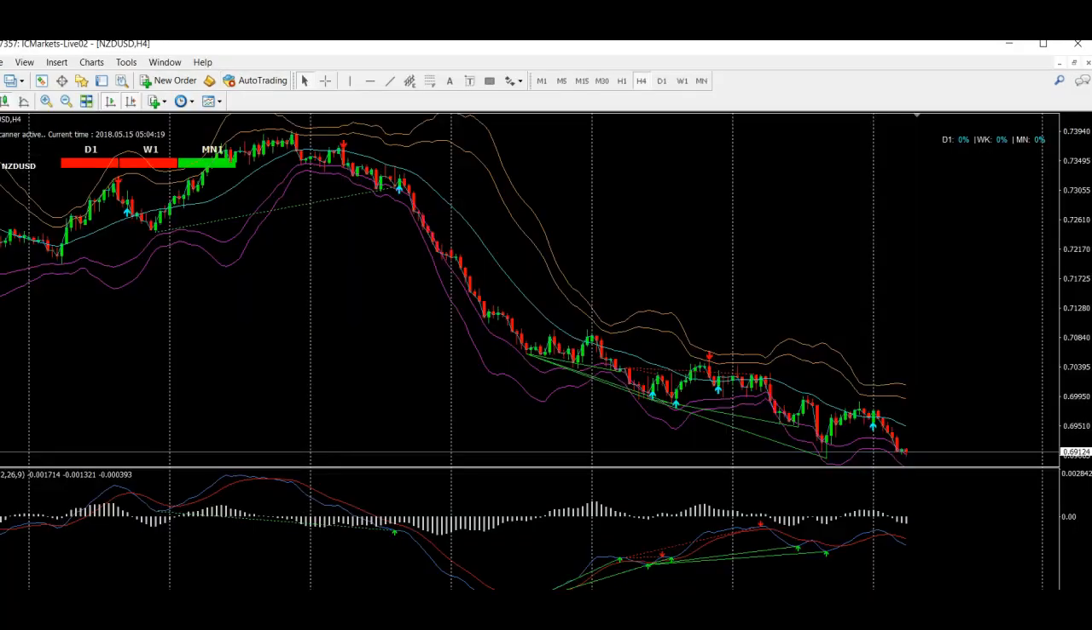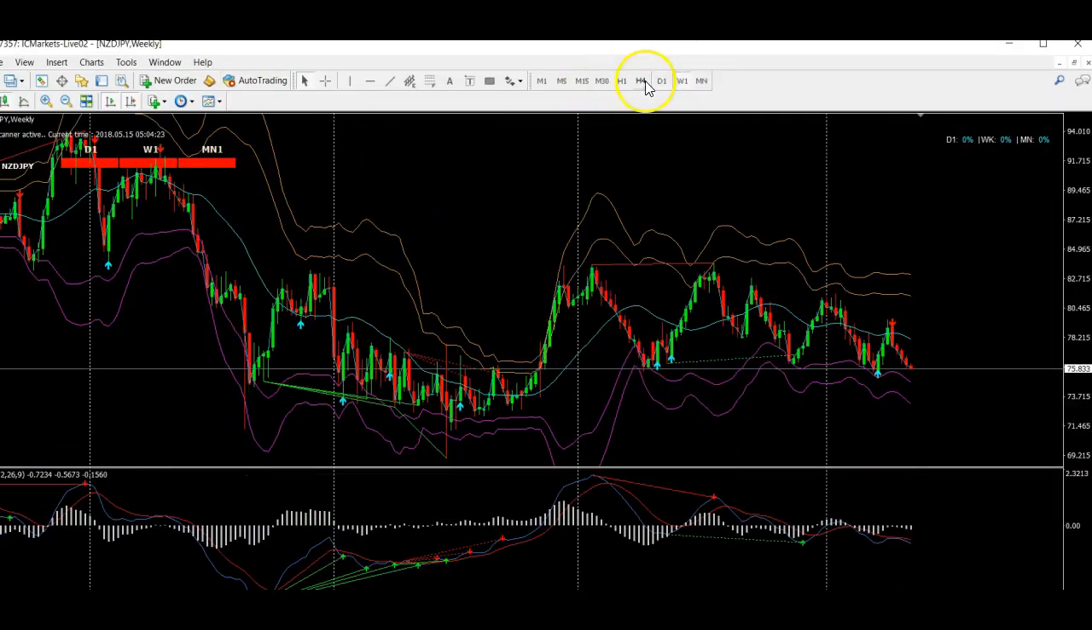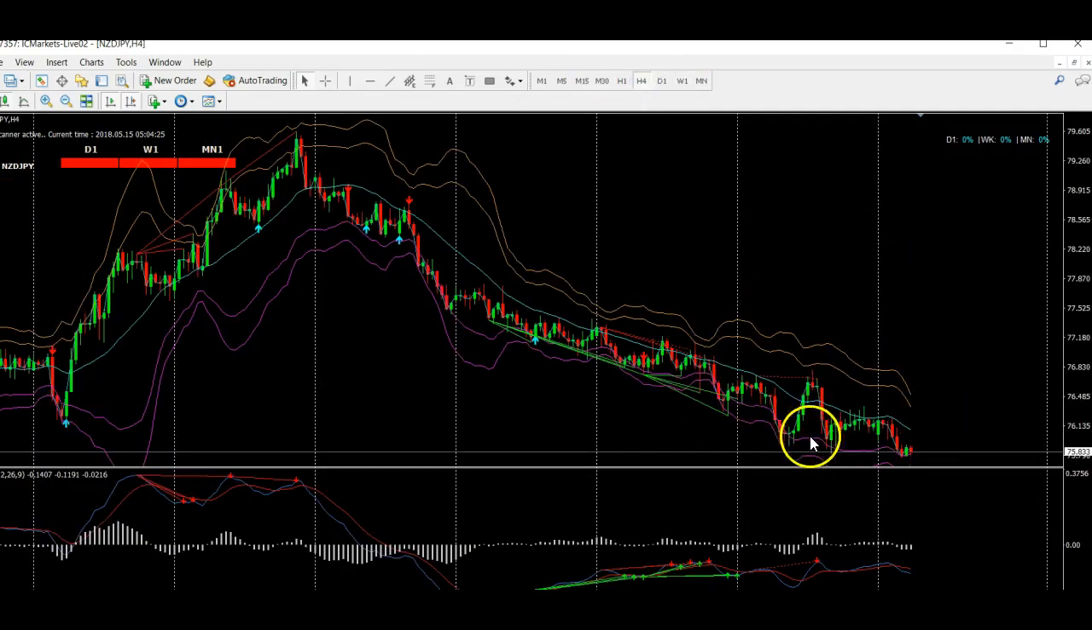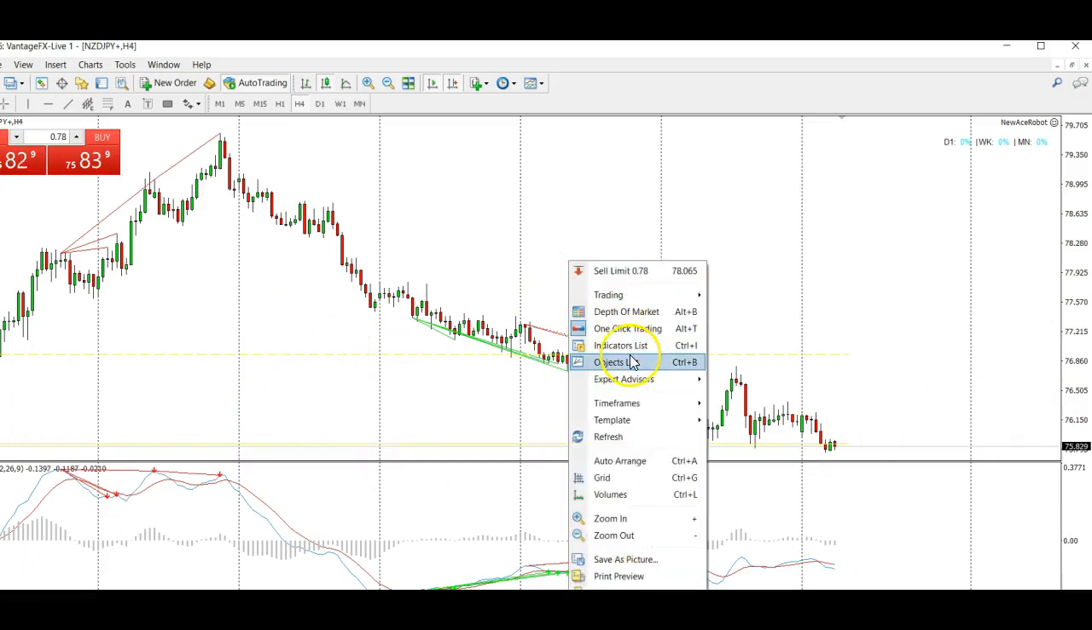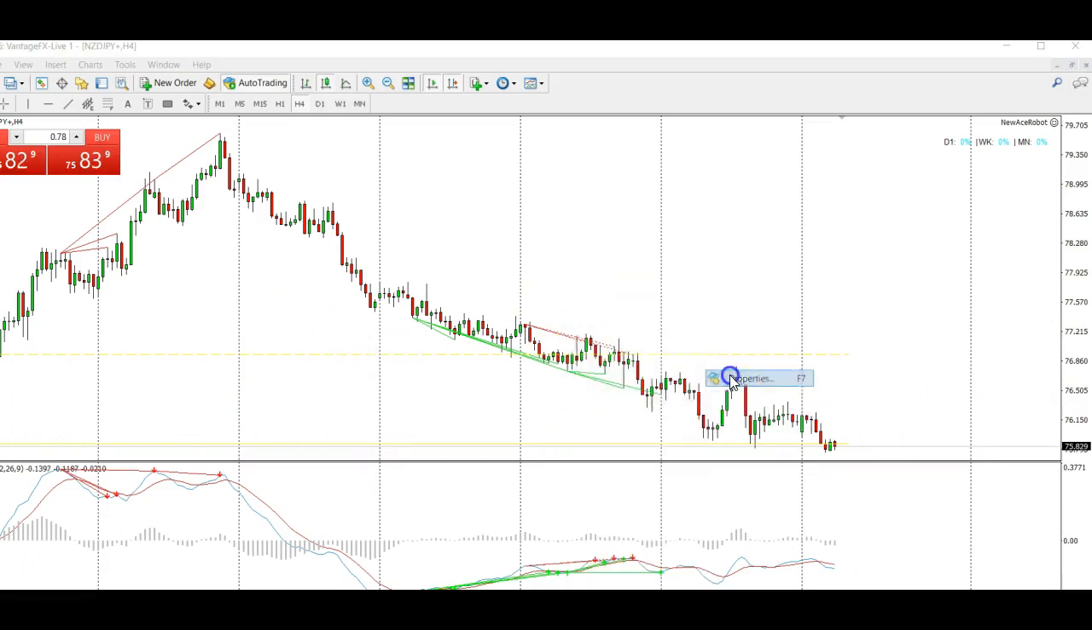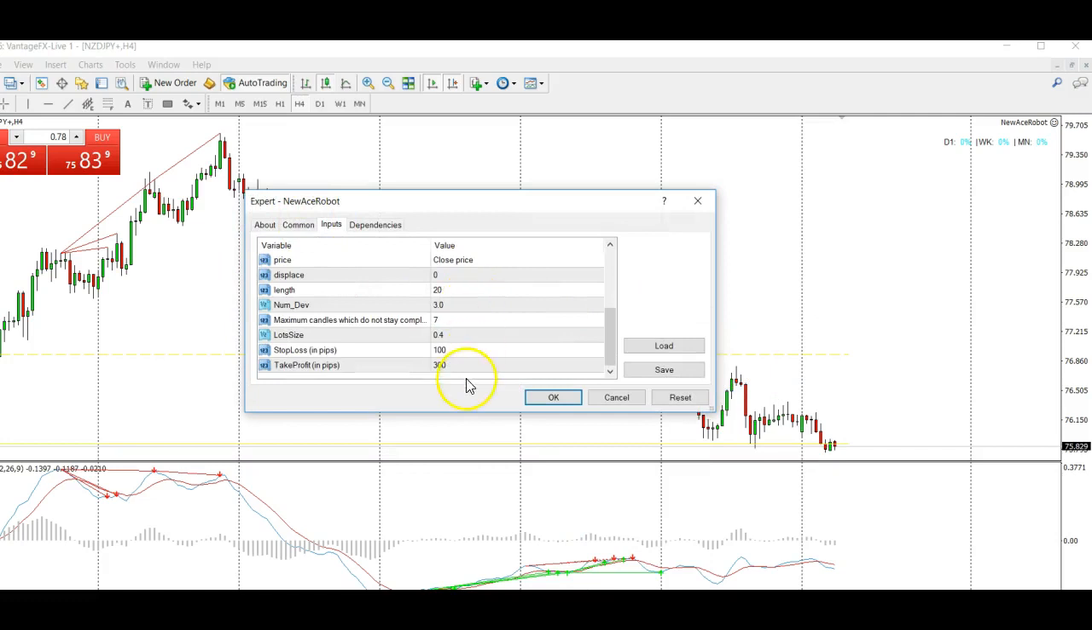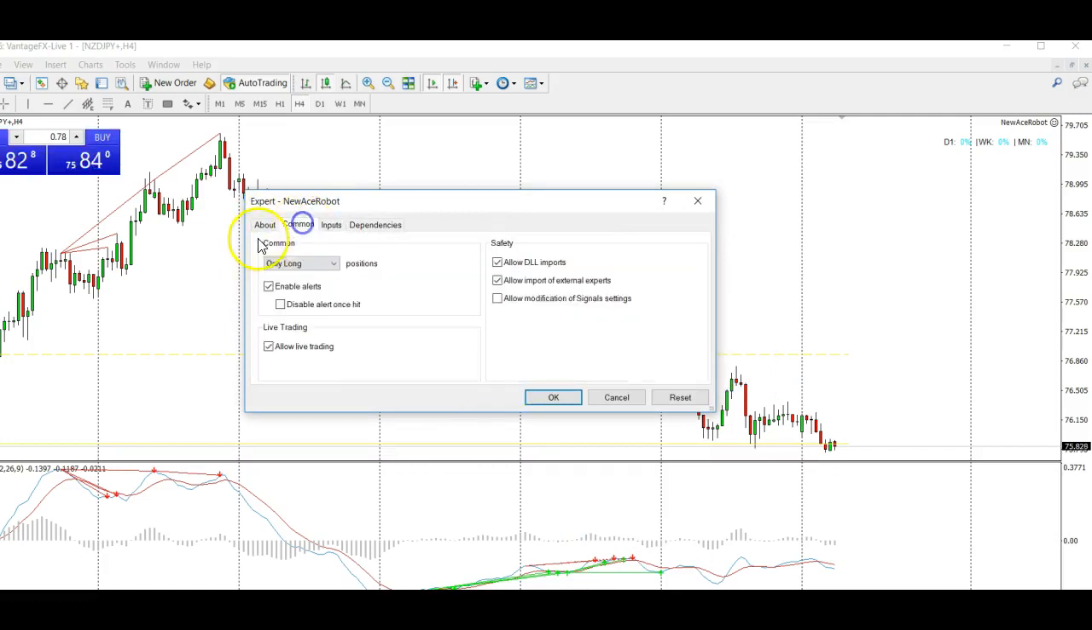If you look at this, no signals yet, but as the signal happens, it will enter the trade, and we will be going up to the upside. We'll just go to expert advisors, just make sure it's set properly. We've got 100 and 300, 3 to 1. We've got allow live trading, only long, so all good.